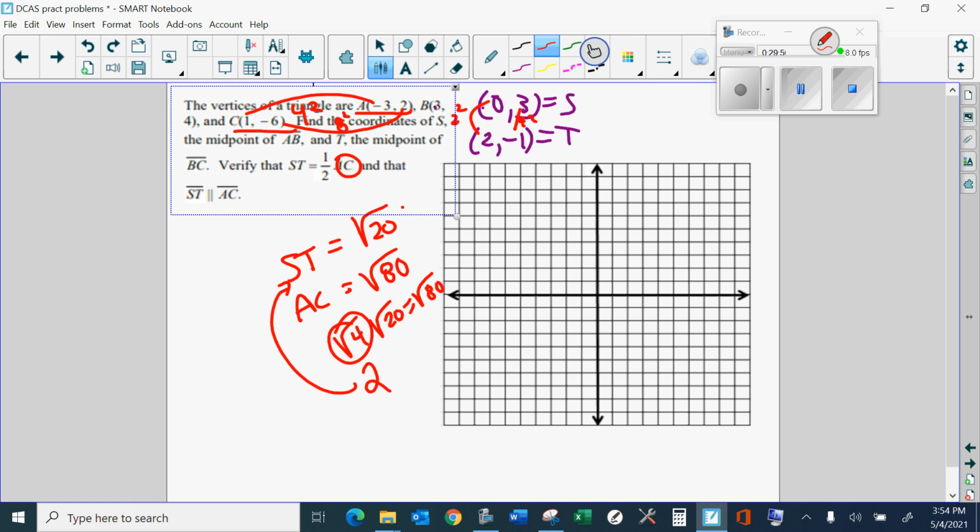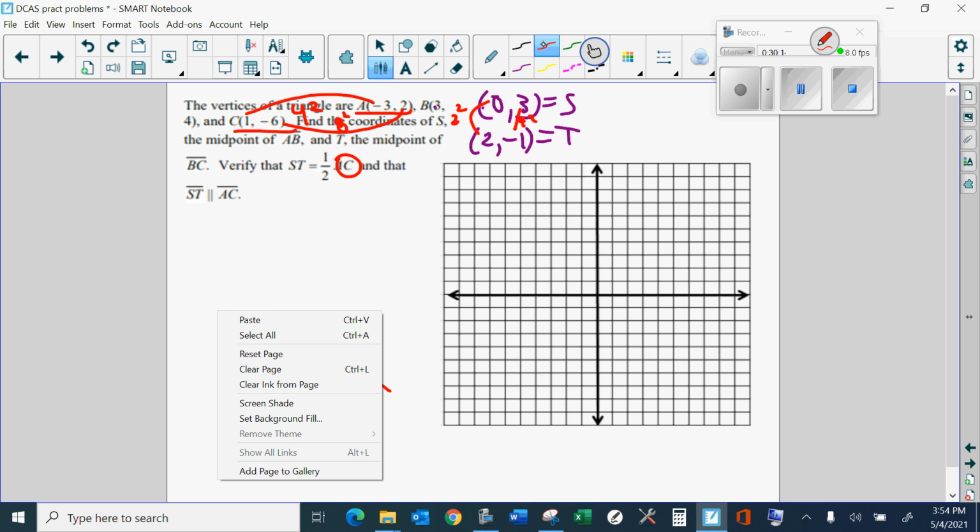I could have also just simplified this as well. I could have done that's 2 root 5. Like I said, that's 16 times 5, which is 4 root 5. And then the root 5's cancel out and I get the 1/2 right there. 2 over 4 reduces to 1/2. Okay, so now I've shown that. I'm going to erase that so I can now do the slope.